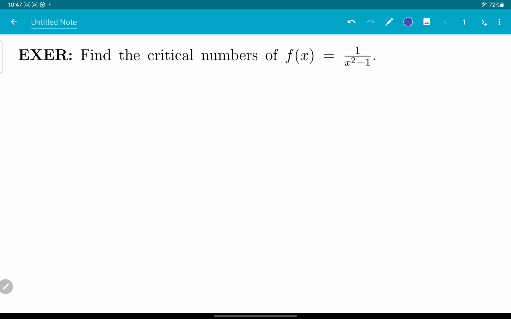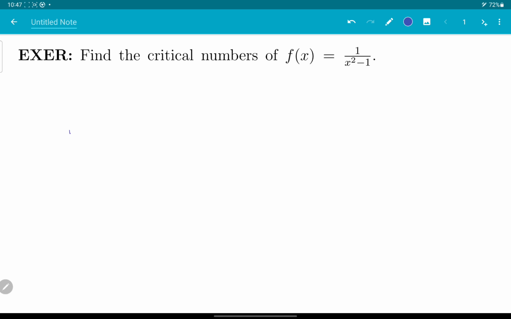Math. Critical numbers, critical numbers. Try this. Pause, copy, try. And the solution is coming now. This one's a little bit tricky.